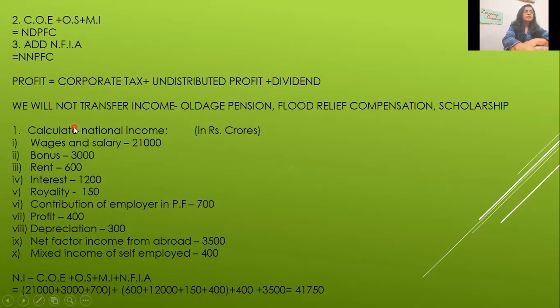It is given that you have to calculate national income. Then it is given wages and salary. We'll include this in compensation of employees. Bonus, in compensation of employees. Rent in operating surplus, interest in operating surplus, royalty in operating surplus. Contribution of employer in PF will be included in compensation of employees. Profit, again, will be included in operating surplus.